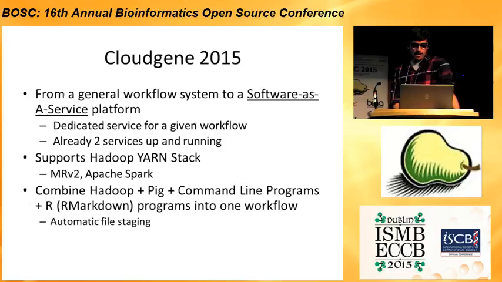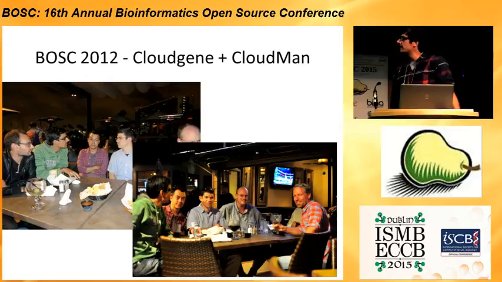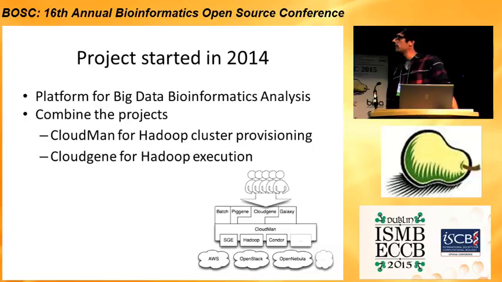So what we have seen in 2012 is that we have some things in common, Cloudgene and CloudMan, but of course we are more in the Hadoop area, and CloudMan is especially famous for setting up Galaxy. But clustering in the cloud is something we had in common. So after the conference, we had a beer, and we decided, let's work together and work on our ideas together. Finally, we were able to start our project in 2014 when Anis Afghan came back from the US for a year in Croatia.